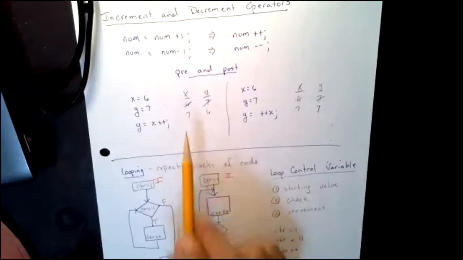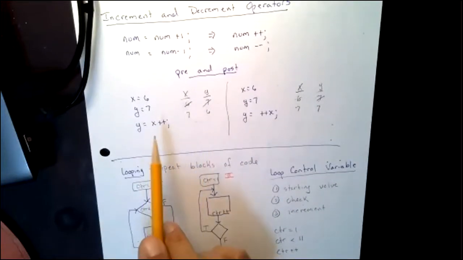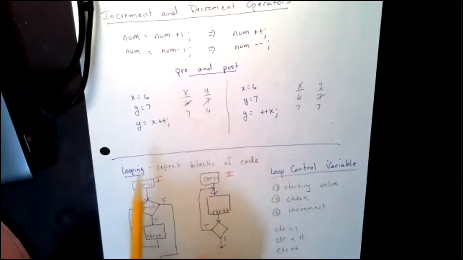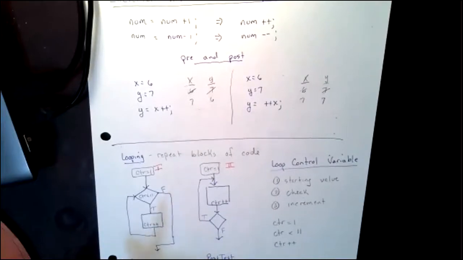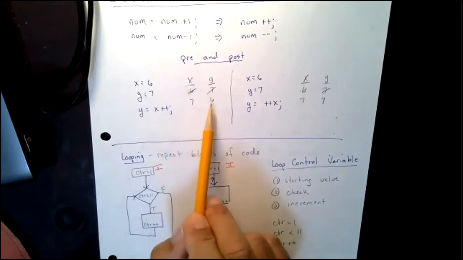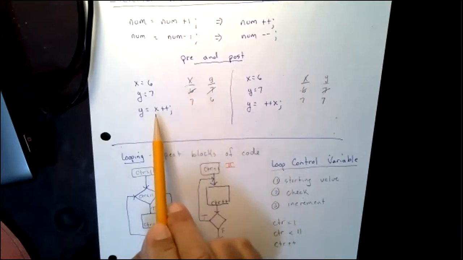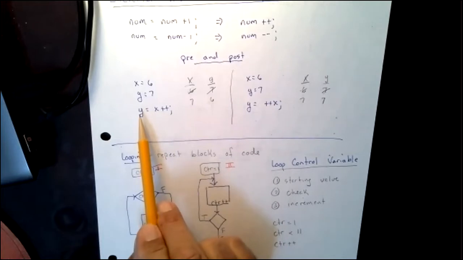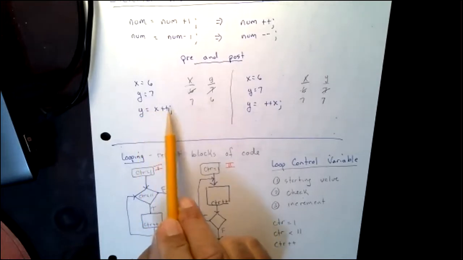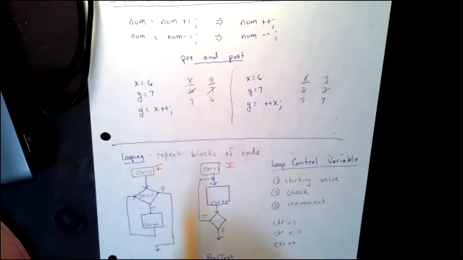Okay, but from what I saw, both times you first set y to x, then increment x. And with this one, you increment x and then set y to x. That would produce the same result, though. No, because here x was 6. So 6 went over to y first, then x got updated to 7. So I have two different results there.